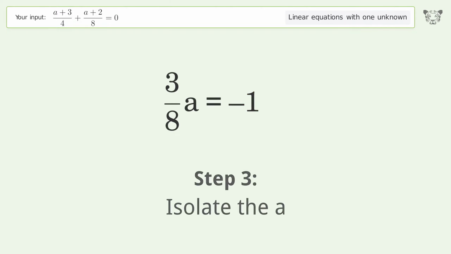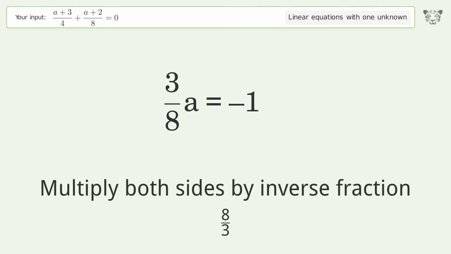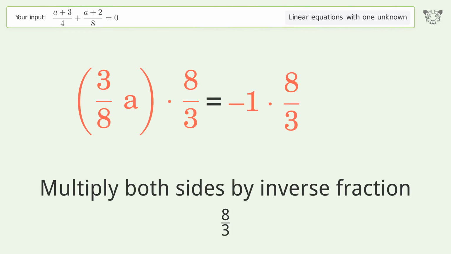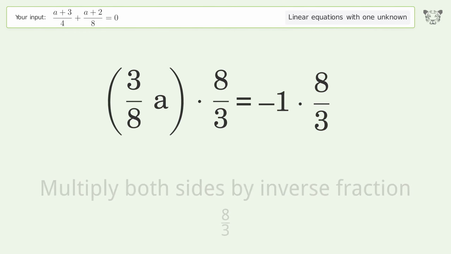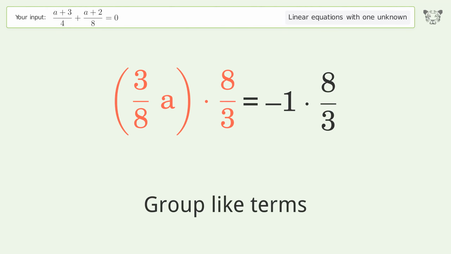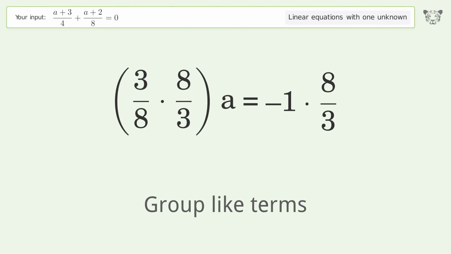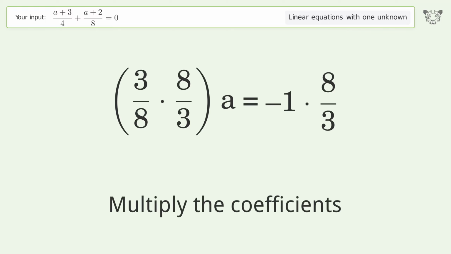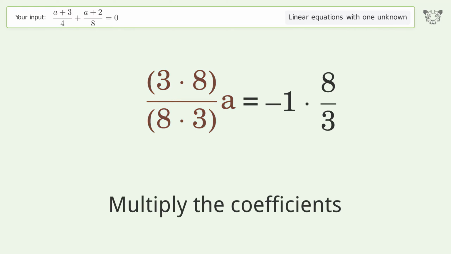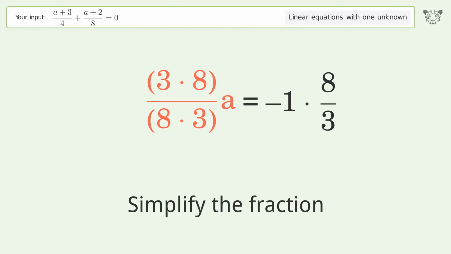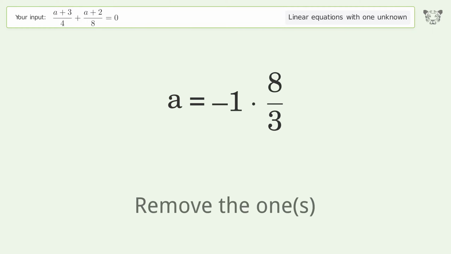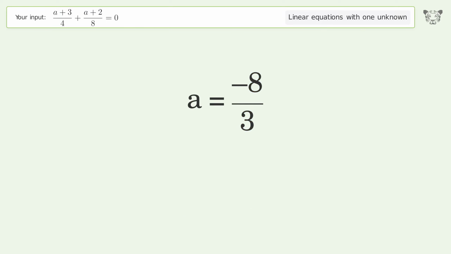Isolate the a. Multiply both sides by inverse fraction 8/3. Group like terms. Multiply the coefficients. Simplify the fraction. Remove the ones. And so the final result is a equals -8/3.